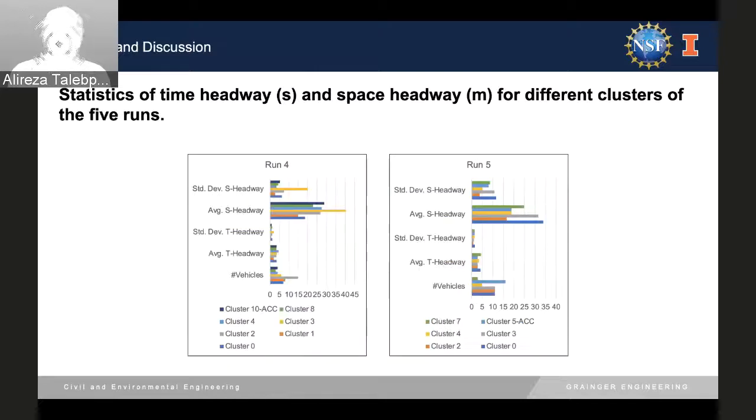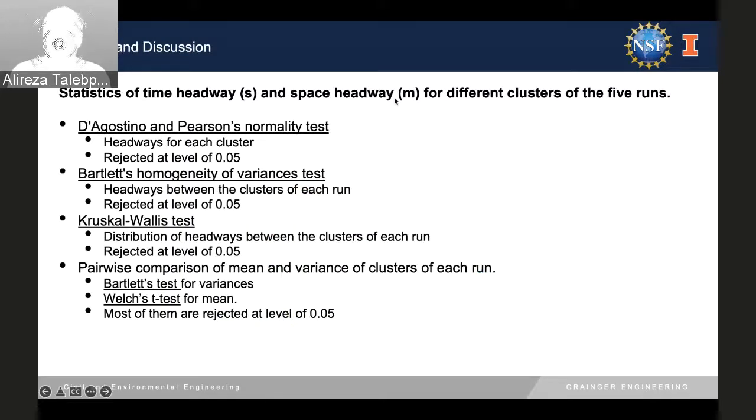We performed a lot of statistical tests, and we made sure that the outcome of what we are trying to do is statistically significant. I'm not going to go through the details of the tests, but we did quite a bit of tests on the variance, the mean, and the distribution of the headways between the clusters in each run. We want to make sure that whatever the clustering outputs is meaningful. It's not just an artifact of the clustering, but there's also a meaningful distinction between the clusters.